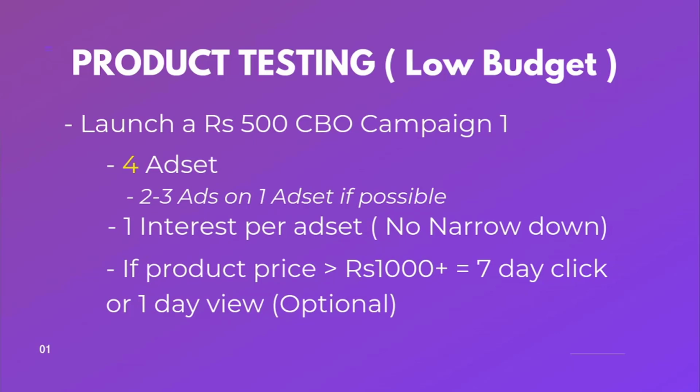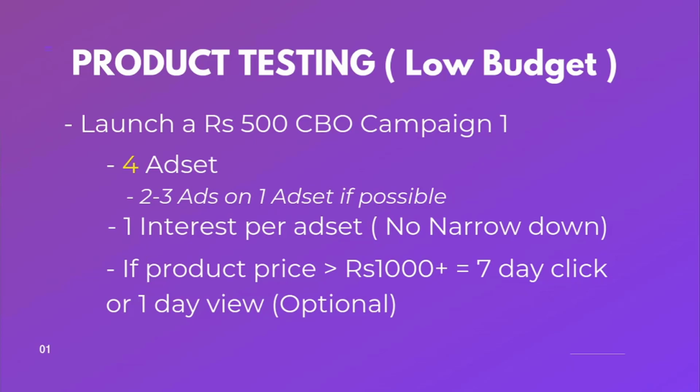One interest per ad set, and I don't narrow down. I see many people narrow down using engaged shoppers, but I don't narrow down. I only keep it as broad as possible. So that's that. And the third thing is optional. You can do it and you can also not do it.